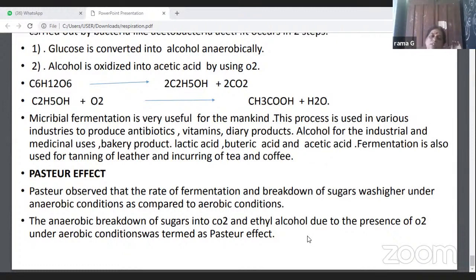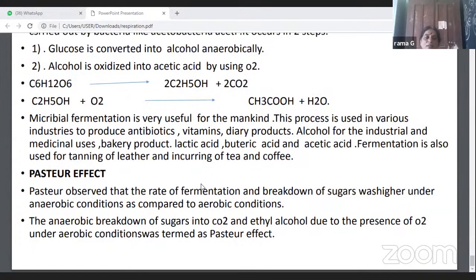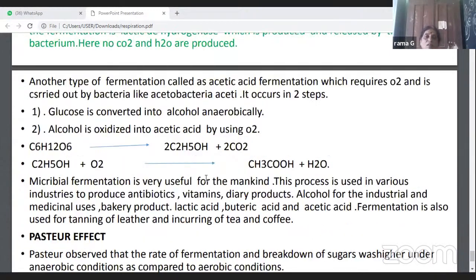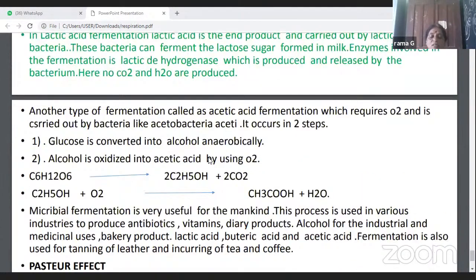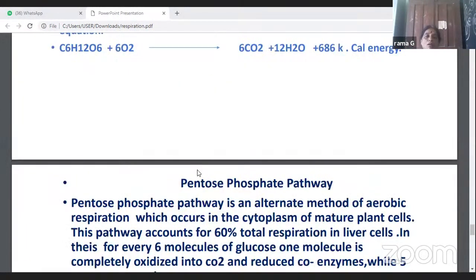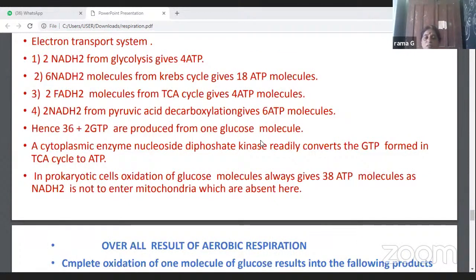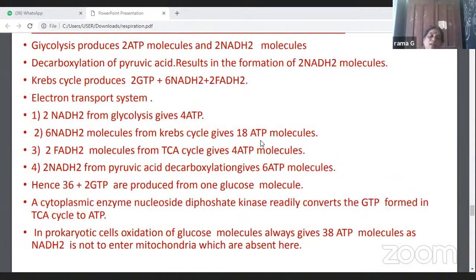So this is the Pasteur effect, and with this the respiration process is completed. Next, what we have to discuss is factors affecting respiration and the amphibolic pathway.